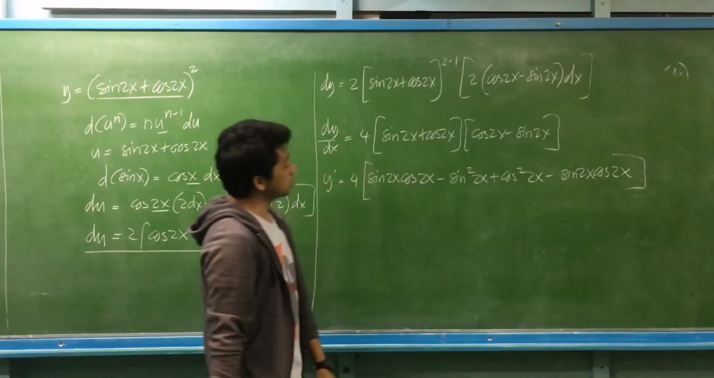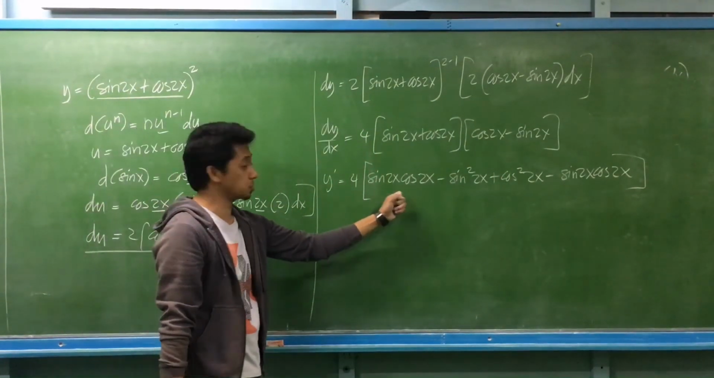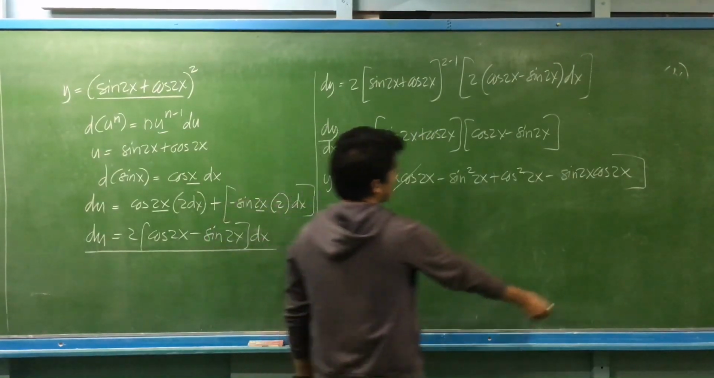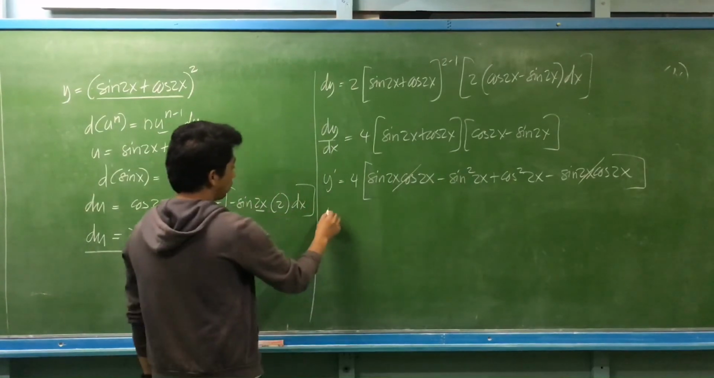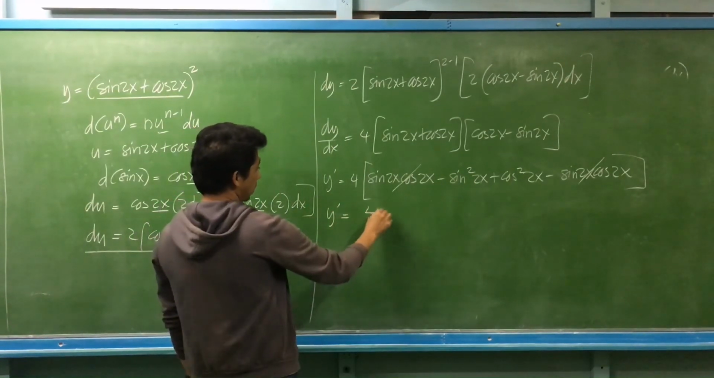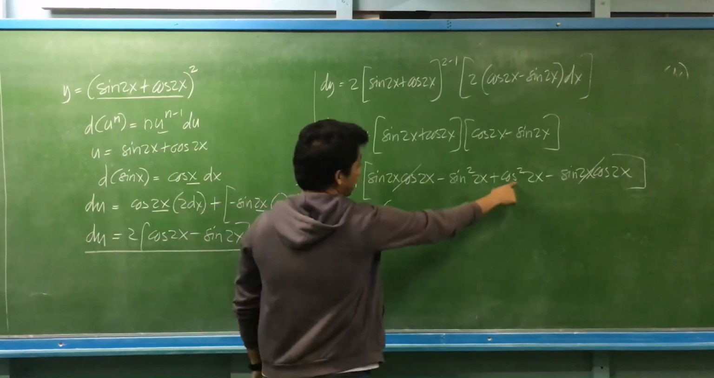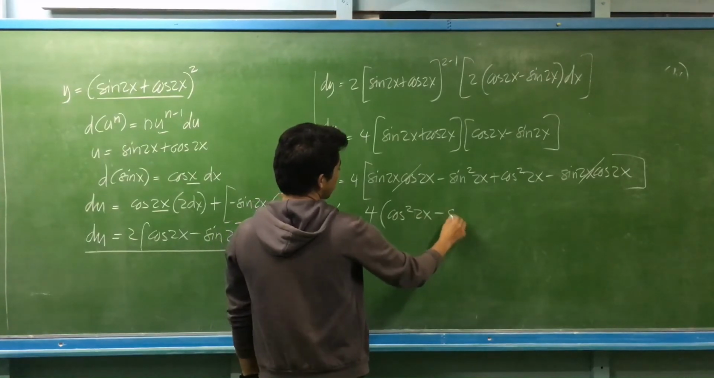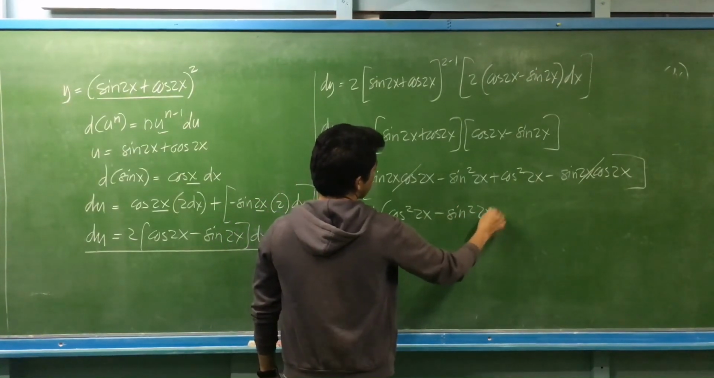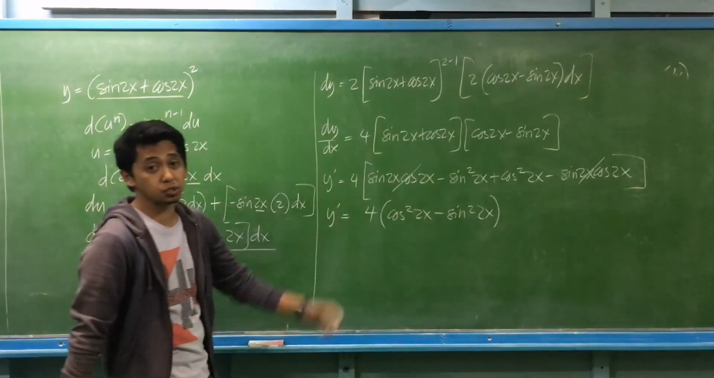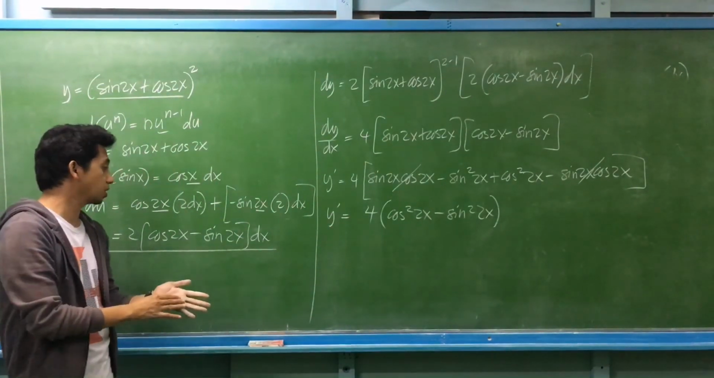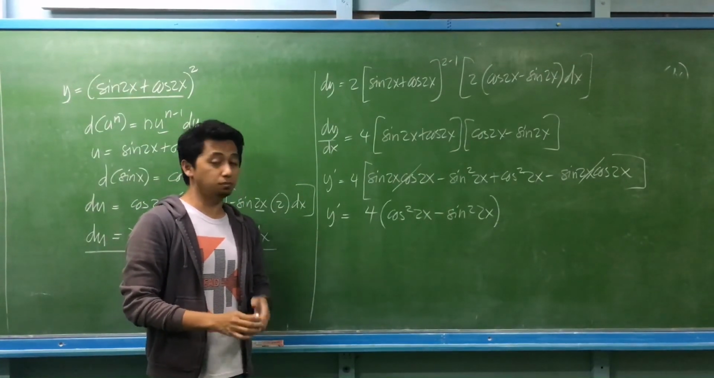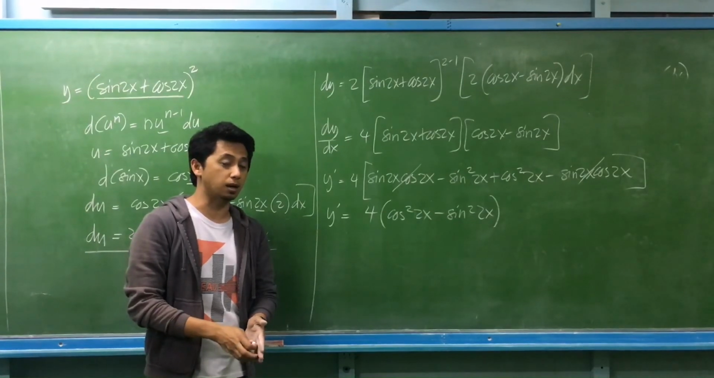Okay, so what are the terms that are to be eliminated? We have sine 2x cosine 2x minus sine 2x cosine 2x. So we eliminate this one. We have now y prime is equal to 4, and the remaining terms will be cosine squared 2x minus sine squared 2x. So we can still simplify this one if you can still recall the trigonometric identities. Take note, if we are doing differentiation or derivatives of trigonometric functions, be sure to review your trigonometric identities.